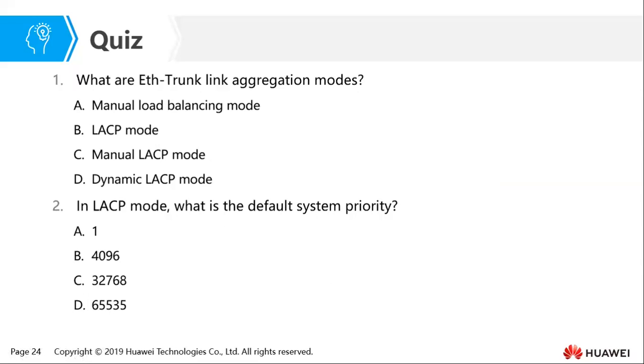So that is it about the basics of Ethernet trunk, ladies and gentlemen. I volunteer to help us with the first question and another one with the next question there. I'll do question number 1. Thank you, Winnie. Go ahead. What are the Eth-Trunk link aggregation modes? We have manual load balancing mode and LACP mode. Thank you very much. That is correct. Another volunteer for the second question there.